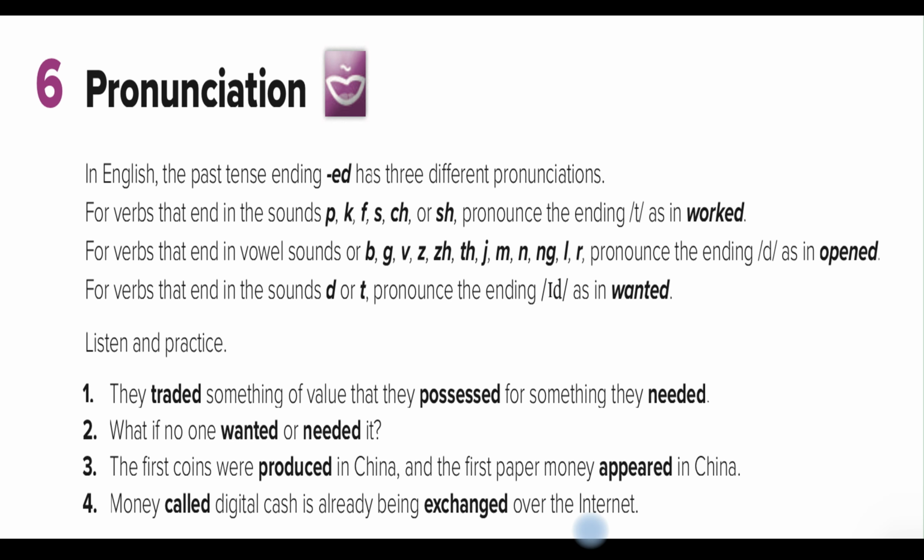Okay, so right now just pause the video and try to practice pronouncing ed. Just one more remark, that I pronounced the letters, I didn't pronounce the sound. Okay, so let's move on.